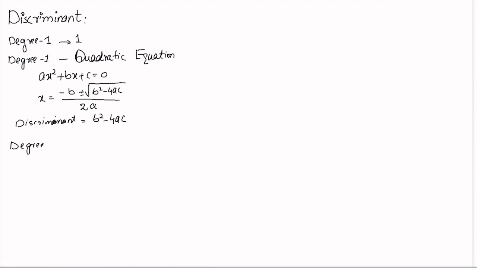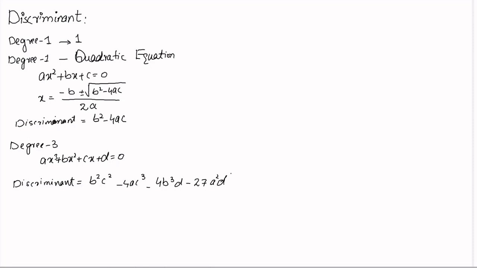For degree 3 equations in a single variable, which can be written as ax cube plus bx square plus cx plus d is equal to 0, its discriminant will be b square c square minus 4ac cube minus 4b cube d minus 27a square d square plus 18abcd.